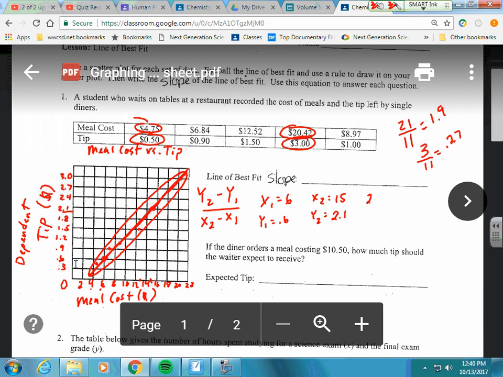All right, so now I'm just going to plug these numbers into that formula. Y2 is 2.1 minus y1, which is 0.6. And on the bottom, I'm going to have 15 for x2 minus 6 for x1. So that's going to be 1.5 over 9. And if I just divide that, that comes out to be 0.17.